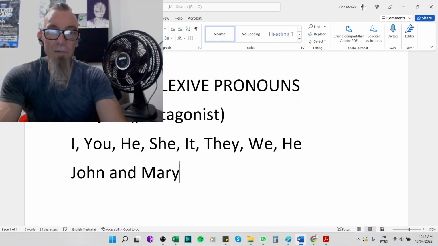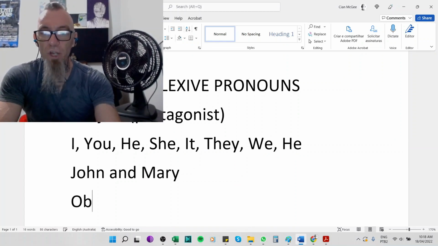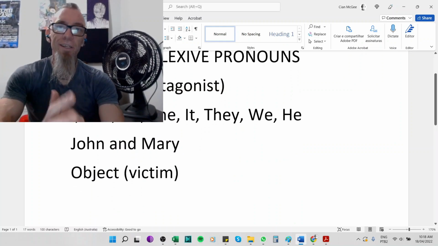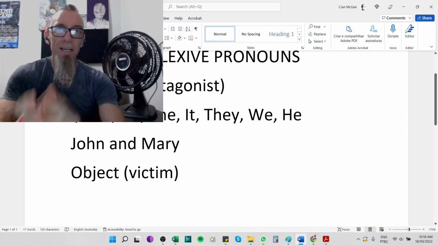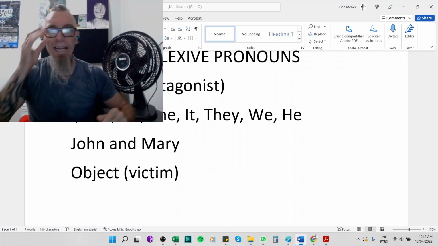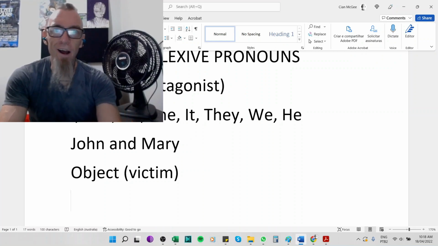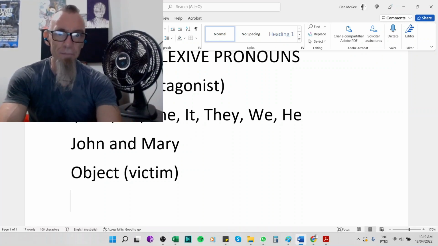Well, on the other side, we have what we call our objective pronouns. Our object, generally in our sentence, it is the victim. It is the receiver of the action. It's either someone who's getting congratulations, someone who's getting love and attention, or someone who's having an unjust and an unfair experience.